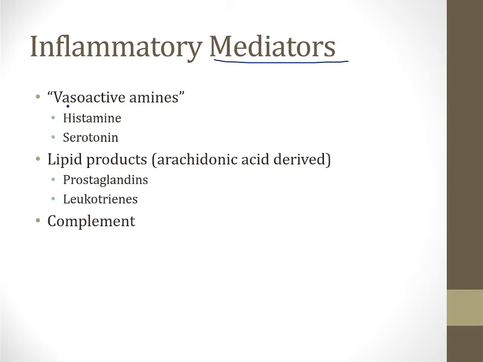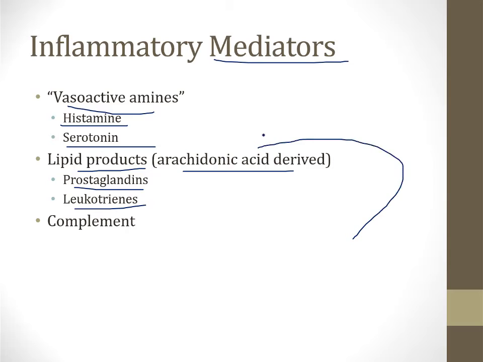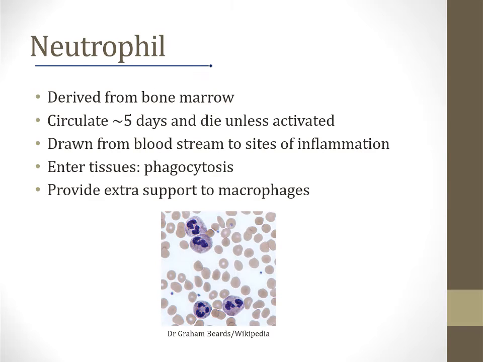Some of these are the vasoactive amines. These are substances like histamine and serotonin. Other mediators are lipid products derived from arachidonic acid. These include things like prostaglandins and leukotrienes. And I talk about both vasoactive amines and lipid products in the video on inflammation principles. And then finally, complement is also an important inflammatory mediator, and I talk about that in the complement video in the immunology section.